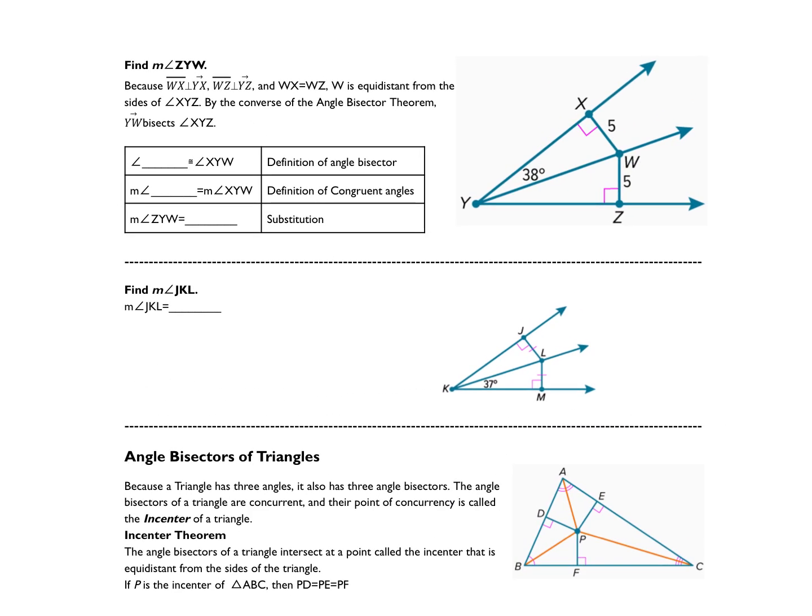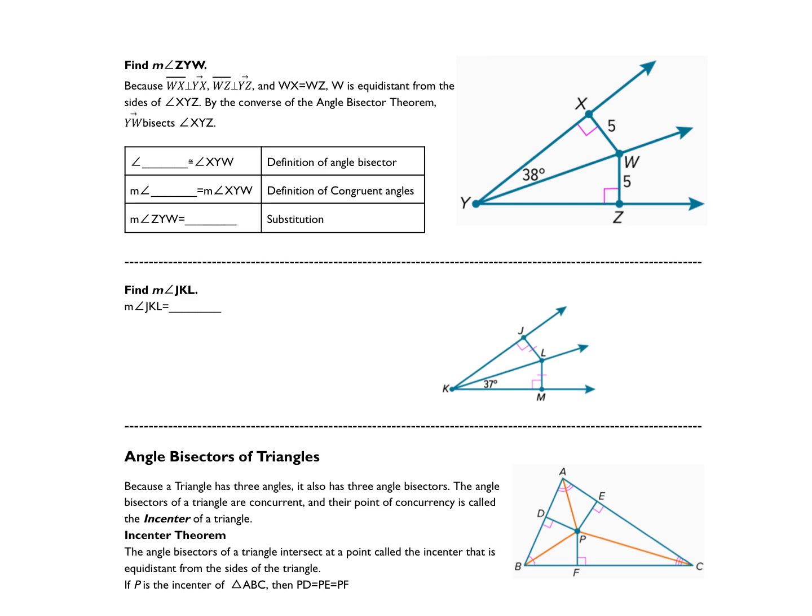All right, and this works the other way as well. Like we said, this is the converse of the angle bisector theorem. Segment WX is perpendicular to ray YX, and segment WZ is perpendicular to ray YZ, and WX is equal to WZ, so they're both 5 units long. W is equidistant from the sides of angle XYZ. So by the converse of the angle bisector theorem, we could say that ray YW bisects angle XYZ.